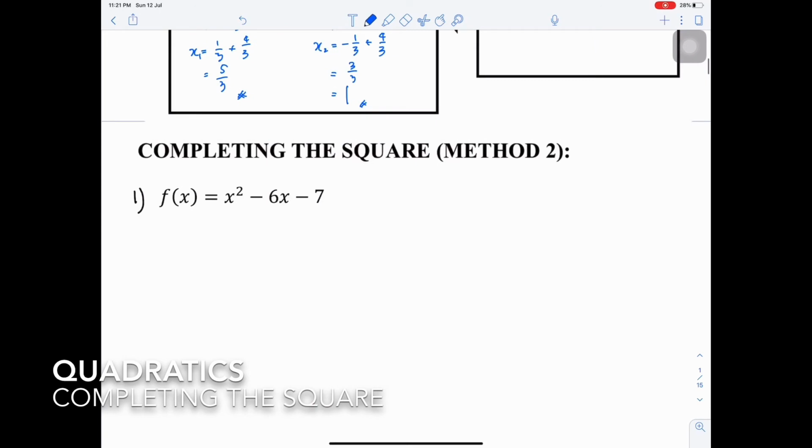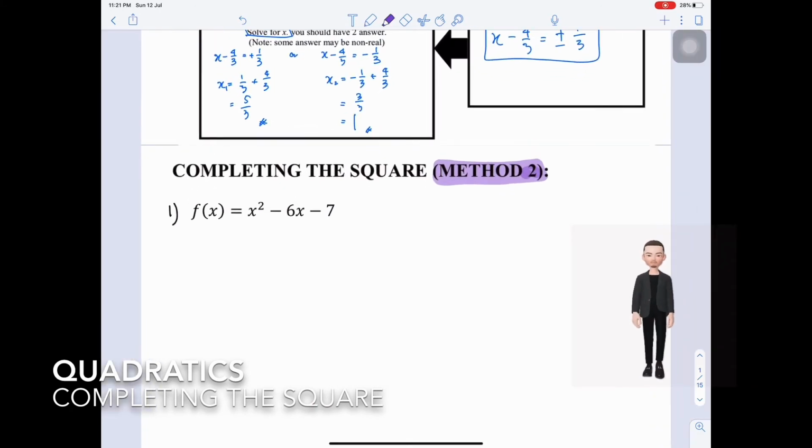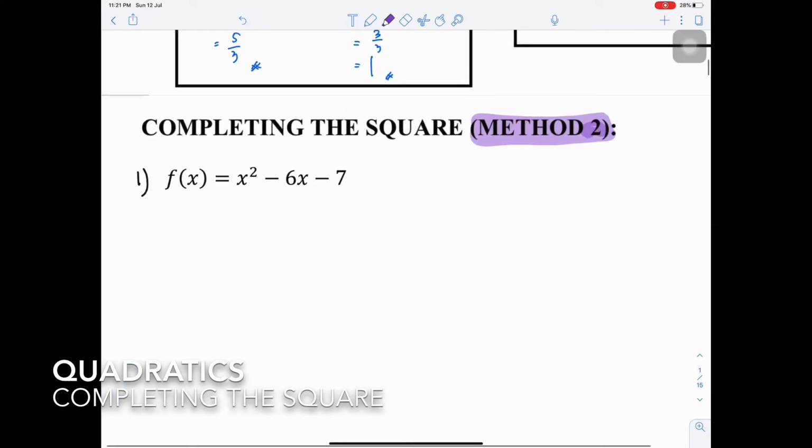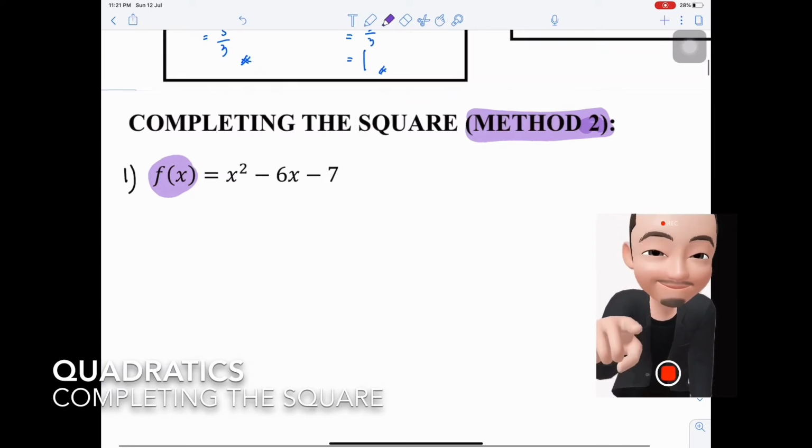Okay, let's go to method 2. For method 2, completing the square by using method 2. If you can see, actually this is a quadratic function. That's why we use method 2.